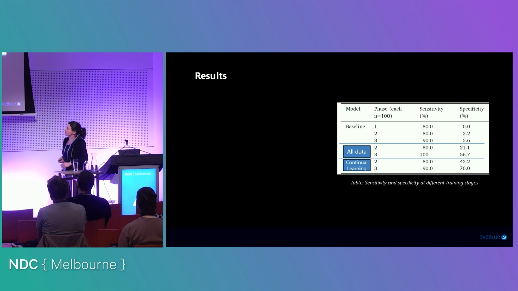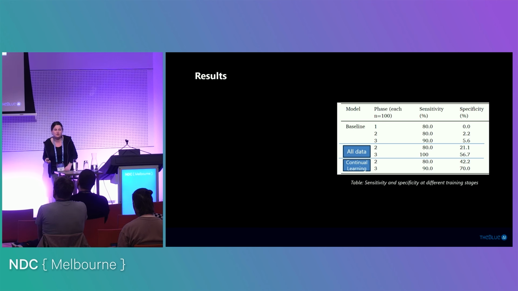And quite interestingly, with our continual learning model, even though it didn't have access to the previous data, it was still able to recognize on the same level of sensitivity, so 8 to 9 of the FCDs, and it increased the specificity a lot. So that was much better than we expected.